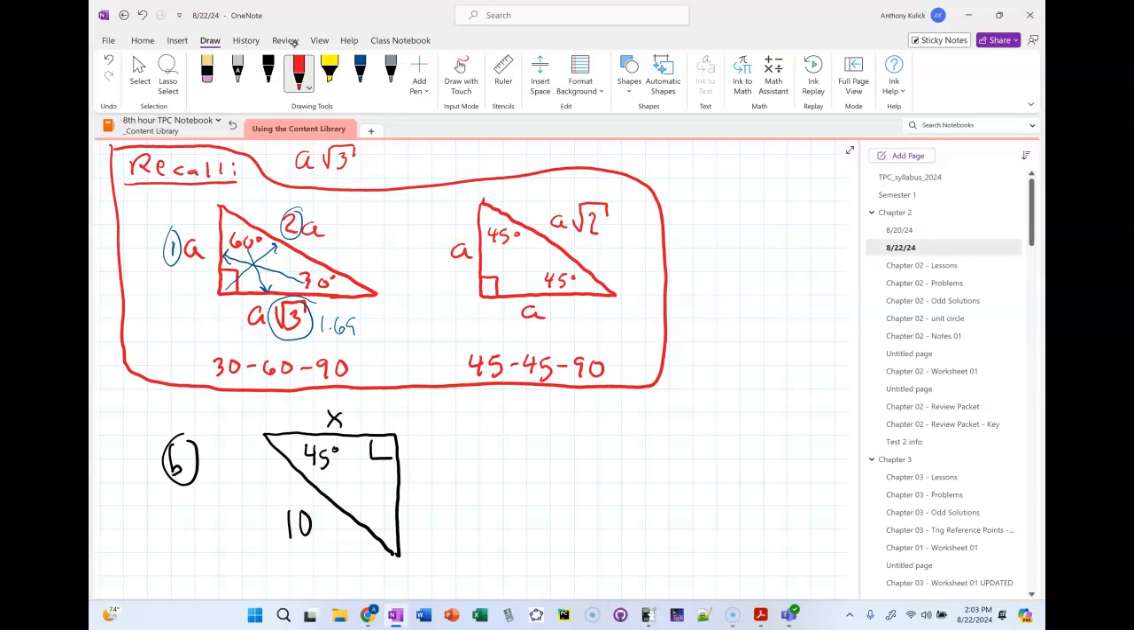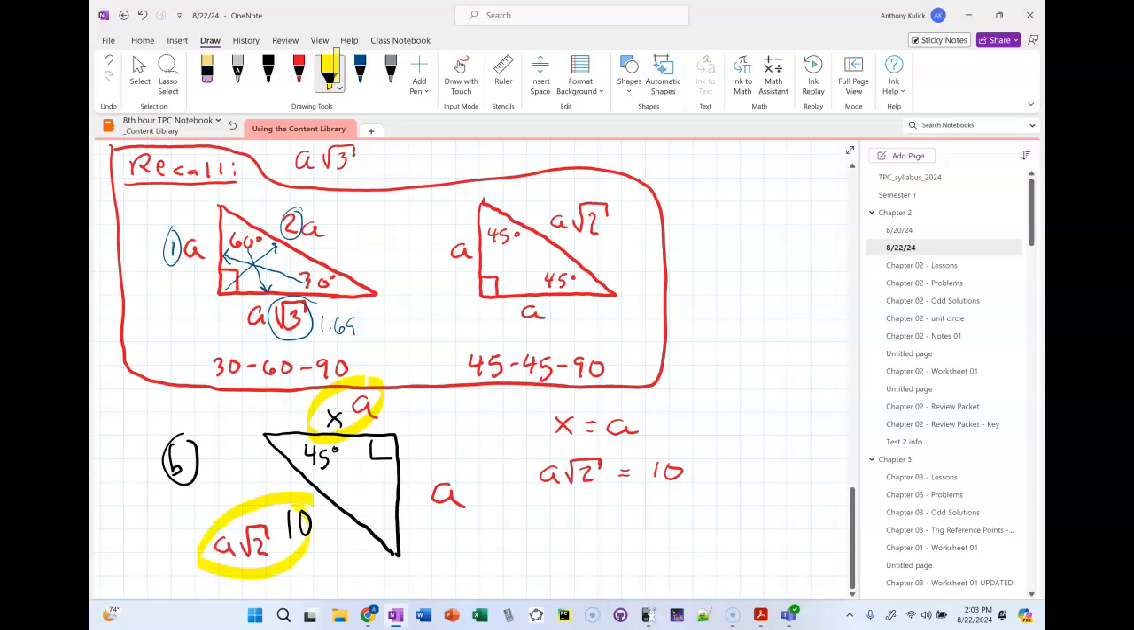Which one are we going to use for this one? 45, 45, 90, right? So I know the ratio for 45, 45, 90, the legs are A, and the hypotenuse is A root 2. So I know x is equal to A, and I know that A root 2 is equal to 10. Right? X is equal to A, and then A root 2 is equal to 10.